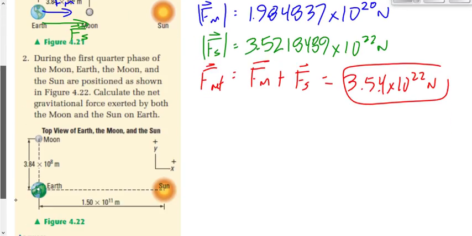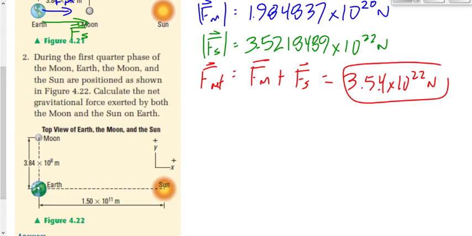Okay, I'll give you another minute or so to work on number 2, and then we'll take a look at that one. Taking a look at number 2 now. It says during the first quarter phase of the Moon, Earth, Moon, and the Sun are positioned as shown in diagram figure 4.22. Calculate the net force exerted by both the Moon and the Sun on the Earth. Just like the last question, except this time the Moon and the Sun and the Earth aren't in a straight line like they were in that last question.